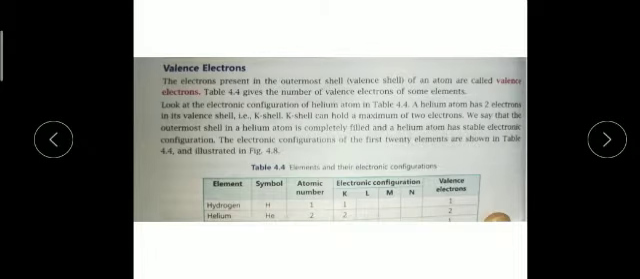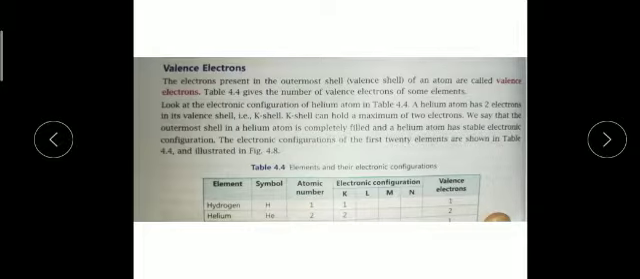So, children, today I am going to explain to you about the valence electron. So, what are valence electrons? Electrons that are present in the outermost shell, or the valence shell, of an atom are called valence electrons. So, valence electron means the last shell of the atom into which these electrons are present.